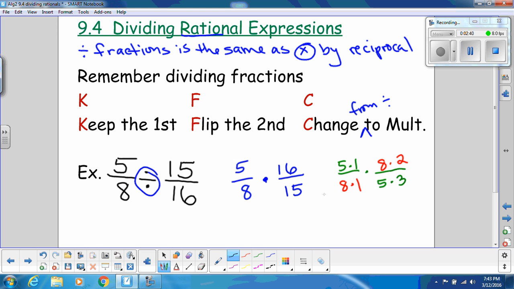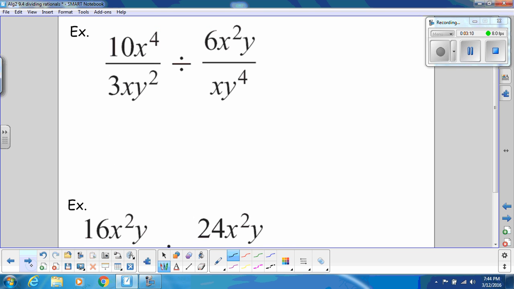So we go through and cancel the same things that are in the top and the bottom. So I've got 5 and 5, those cancel. 8 and 8, those cancel. The 1s cancel. And all I'm going to be left with is 2 over 3. So this fraction, 5/8 divided by 15 over 16, is equal to 2/3. That would be my final answer if I was just doing plain old fractions. So now we're going to expand that to have variables.